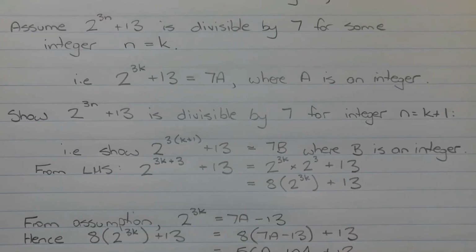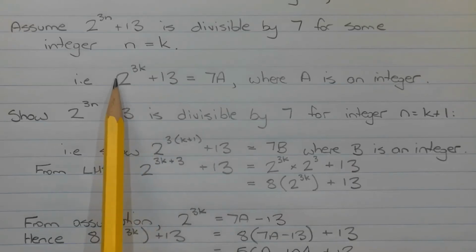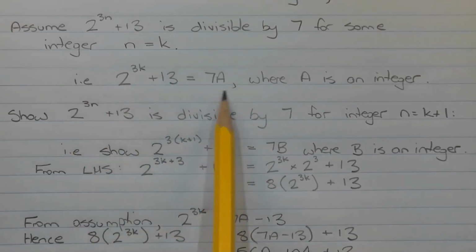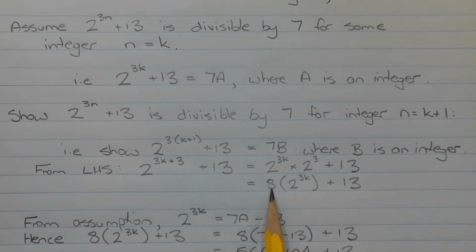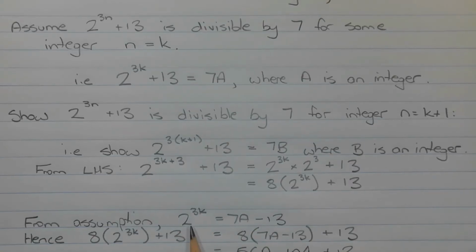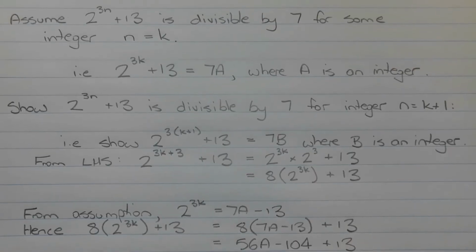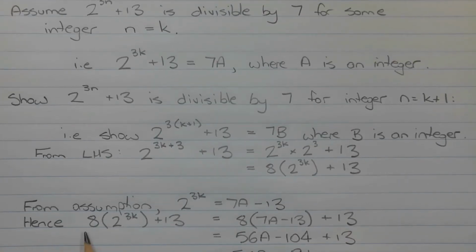Now going back to our assumption, I'm going to rearrange this assumption to make 2 to the power of 3k the subject. What I want to do is express this statement in terms of a. From the assumption, 2 to the power of 3k is equal to 7a minus 13. Hence, 8 times 2 to the power of 3k plus 13 is equal to 8 times (7a minus 13) plus 13.